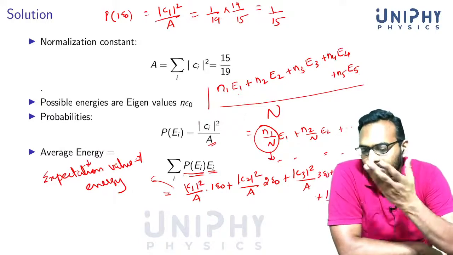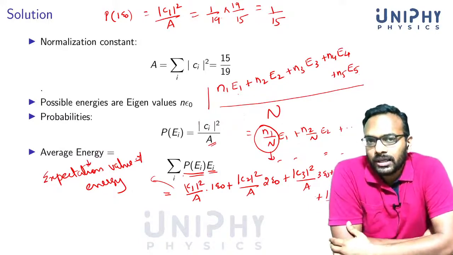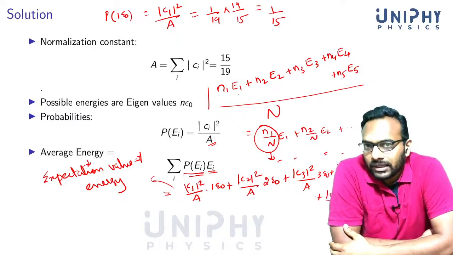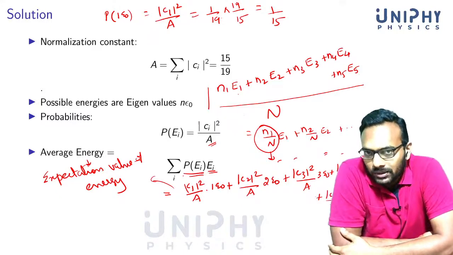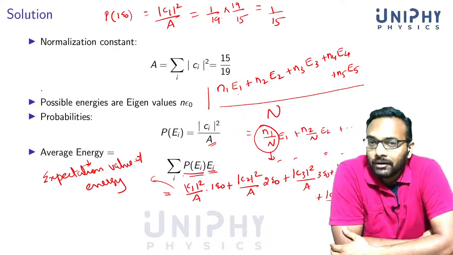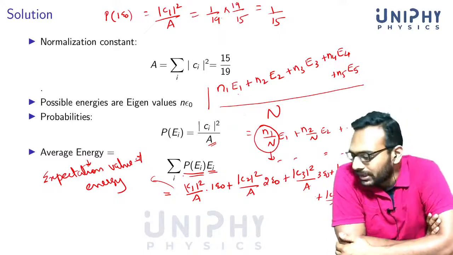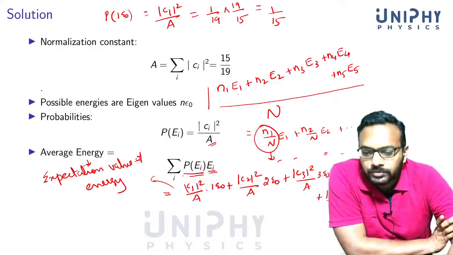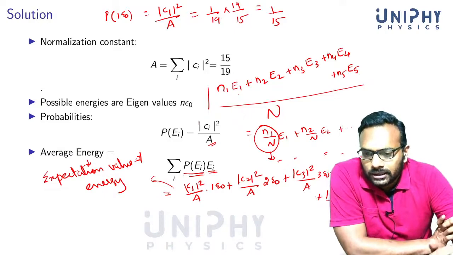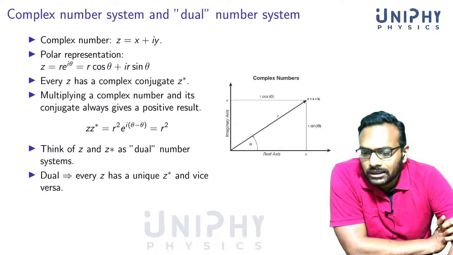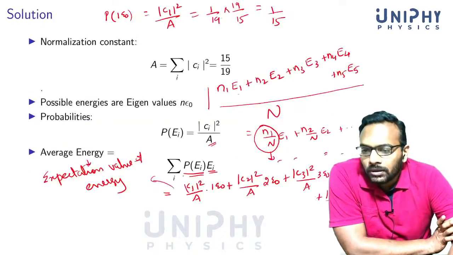The term expectation value may be a bit confusing because it's not the expected value. Expected value is the value with maximum probability, right? It's not the expected value, but the average value. By expectation value, we mean the average value. I think this is clear. You can do the numerical calculation at home.